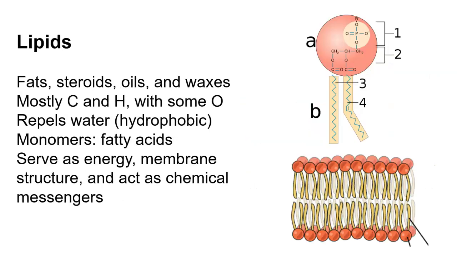All right, lipids. Lipids can include fats, steroids. Did you know that steroids are lipids? Probably not. Oils and waxes. All of these things occur in our bodies and are important. These are mostly made out of carbon and hydrogen with some oxygen included as well.